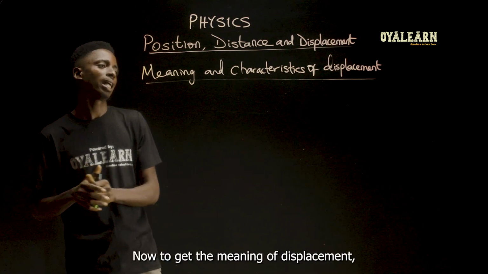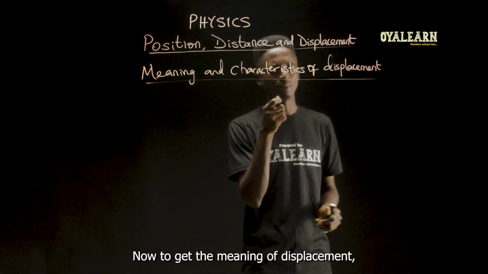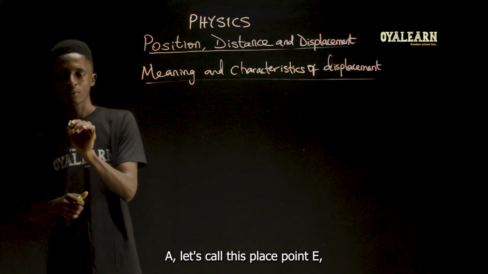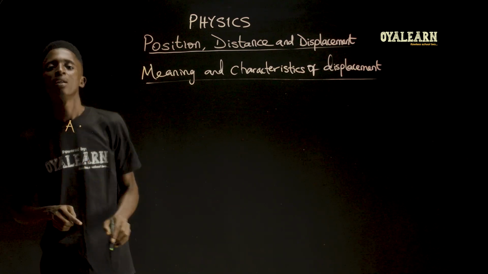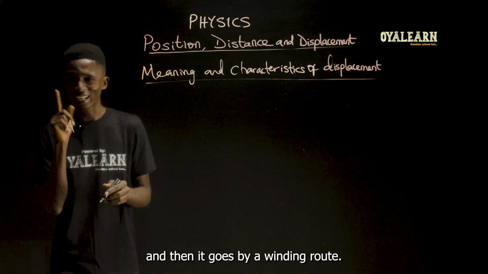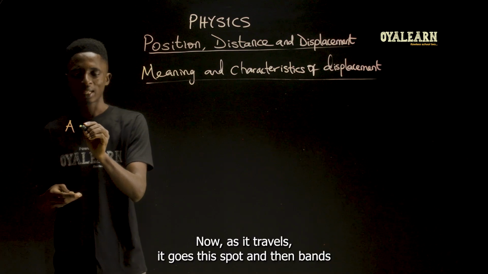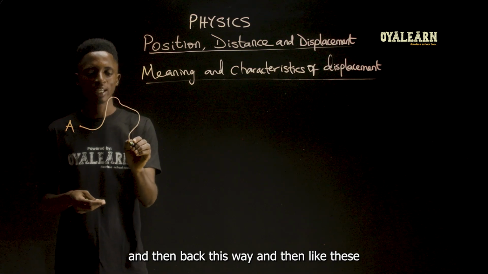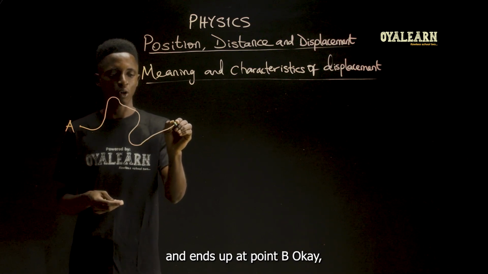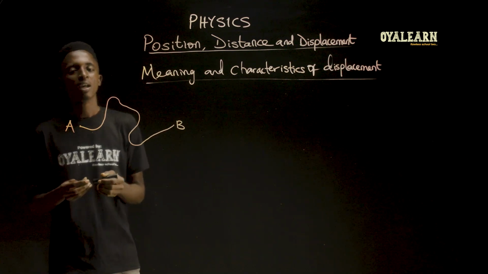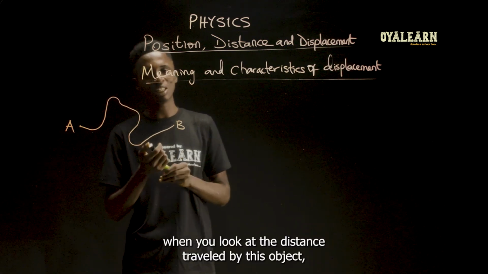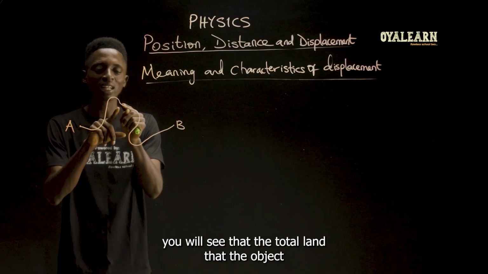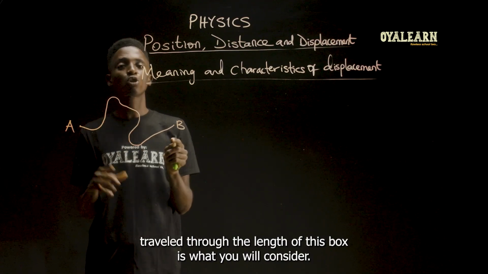Now, to get the meaning of displacement, let's take, for example, an object starting from point A. Let's call this place point A. And then it's going to another point by a winding road. As it travels, it goes this part, and then bends, and then back this way, and then like this, and ends up at point B. When you look at the distance traveled by this object, you will consider the total length that the object traveled through. The length of this path is what you will consider.